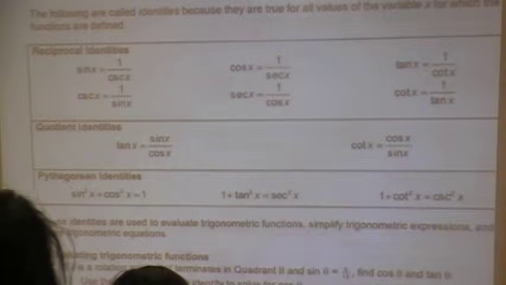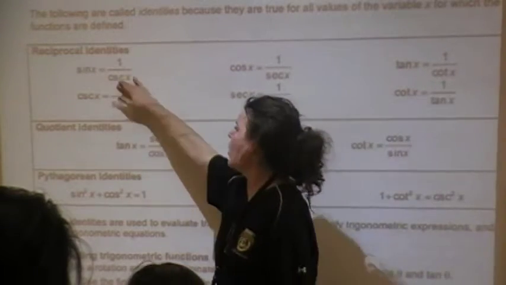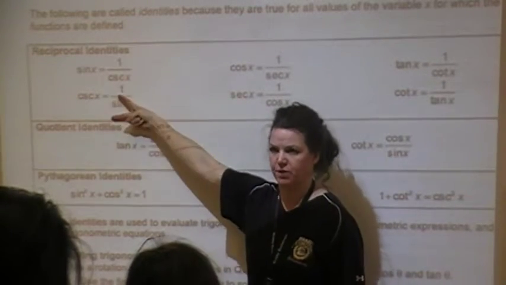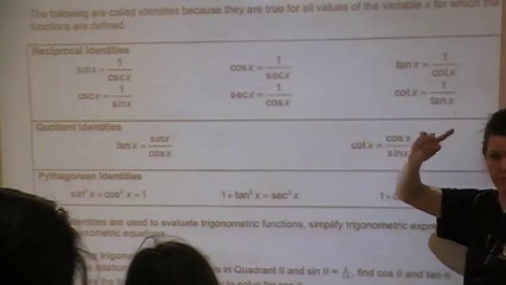Those reciprocal identities you already know. You already knew that cosecant is just sine upside down, and that's all that is written right there. Cosecant is just 1 over sine, or sine flipped over. And the same thing is true of sine. Sine is just cosecant flipped over.